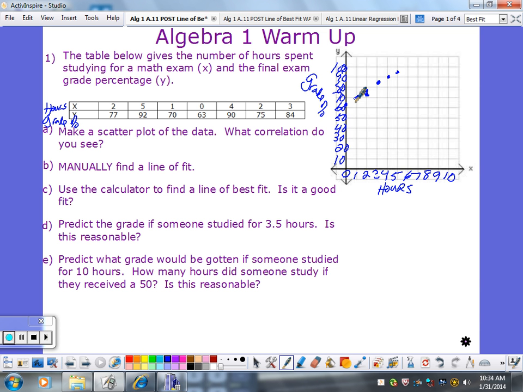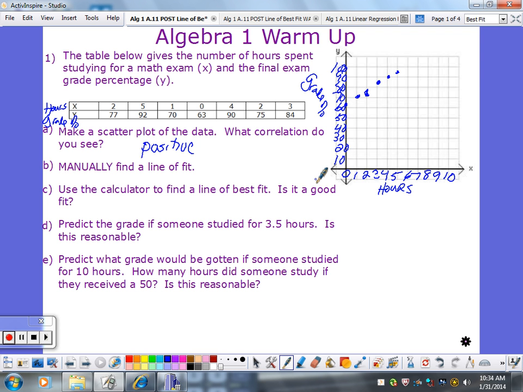Okay, so that's the scatter plot. And then you have to decide, do I see any correlation? Do we see any correlation? Yeah, what kind? Positive. Positive, and how do we know it's a positive correlation? It's going up. So when you figure the line of fit there, it has a positive slope, positive correlation, it's increasing.